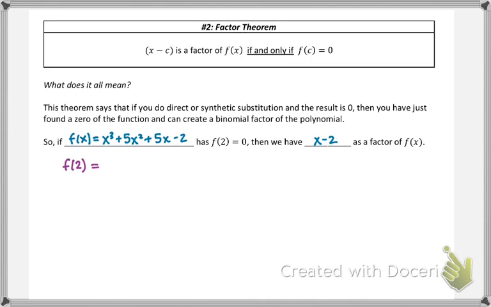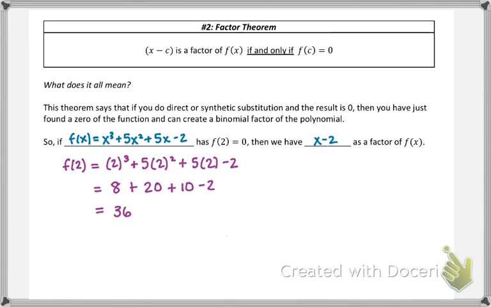So I'm going to go ahead and do direct. 2 cubed plus 5 times 2 squared plus 5 times 2 minus 2. So that's going to give me 2 cubed is 8. 2 squared is 4 times 5 is 20, plus 10, minus 2. So that gives me 28 plus 10, 38, minus 2 is 36. It doesn't look like f of 2 gives me 0.